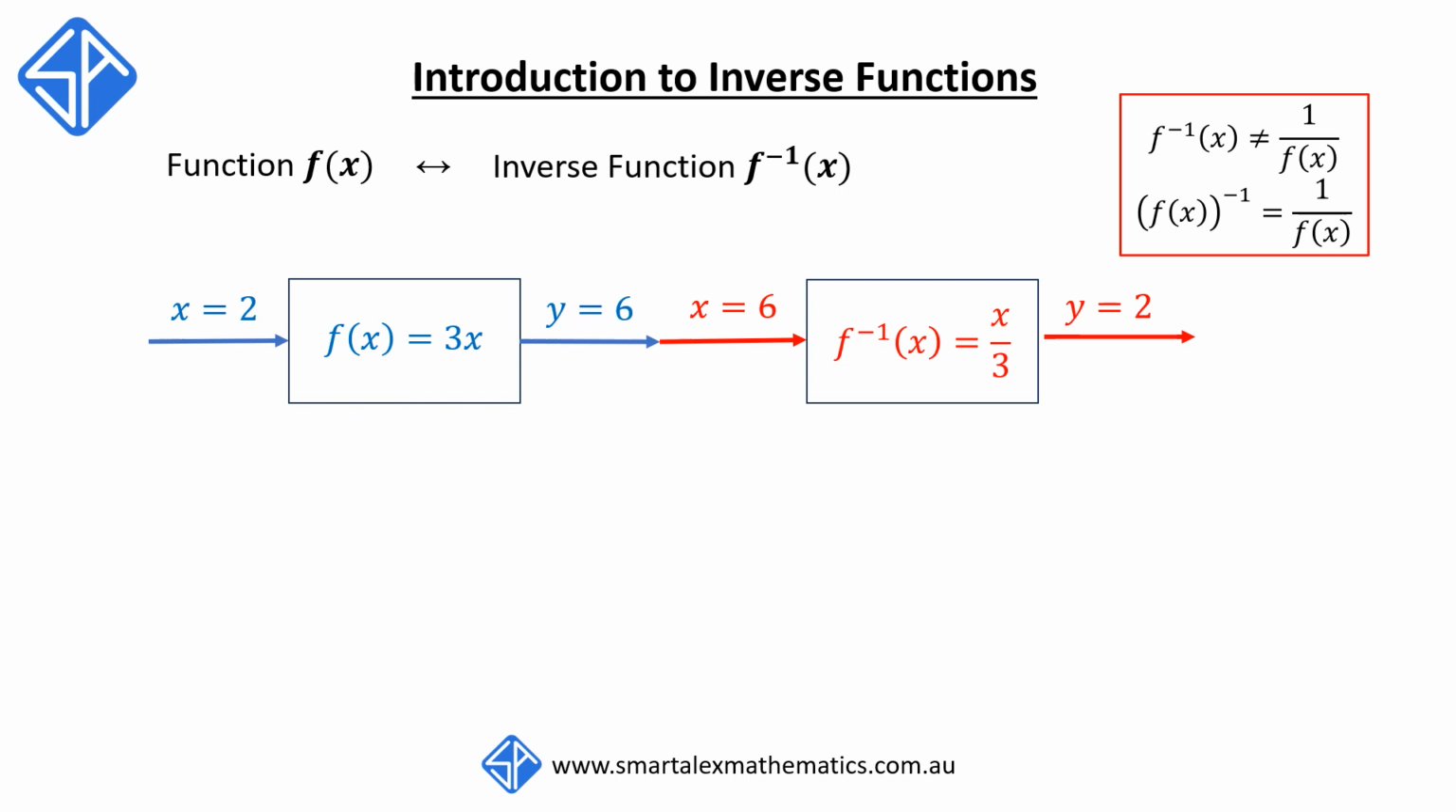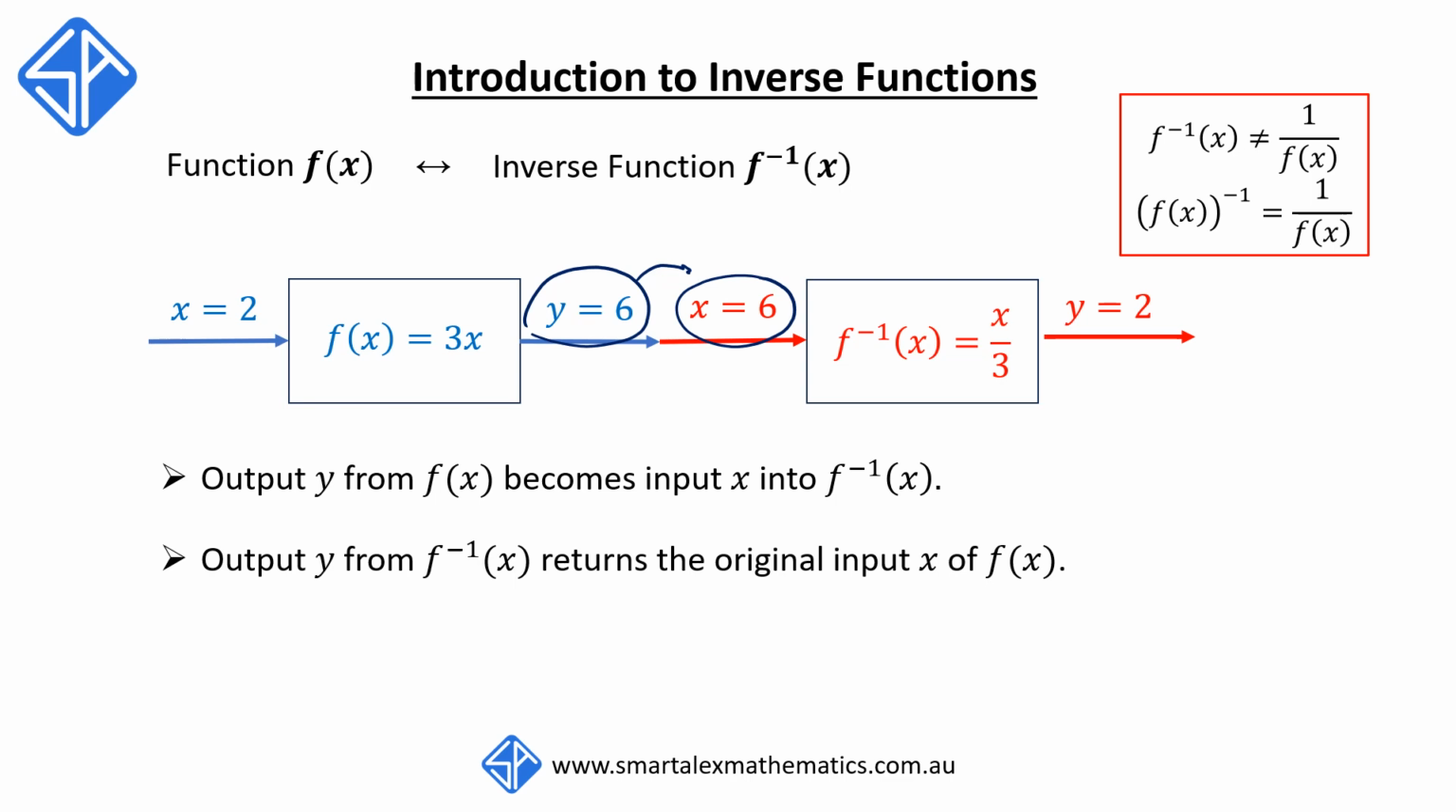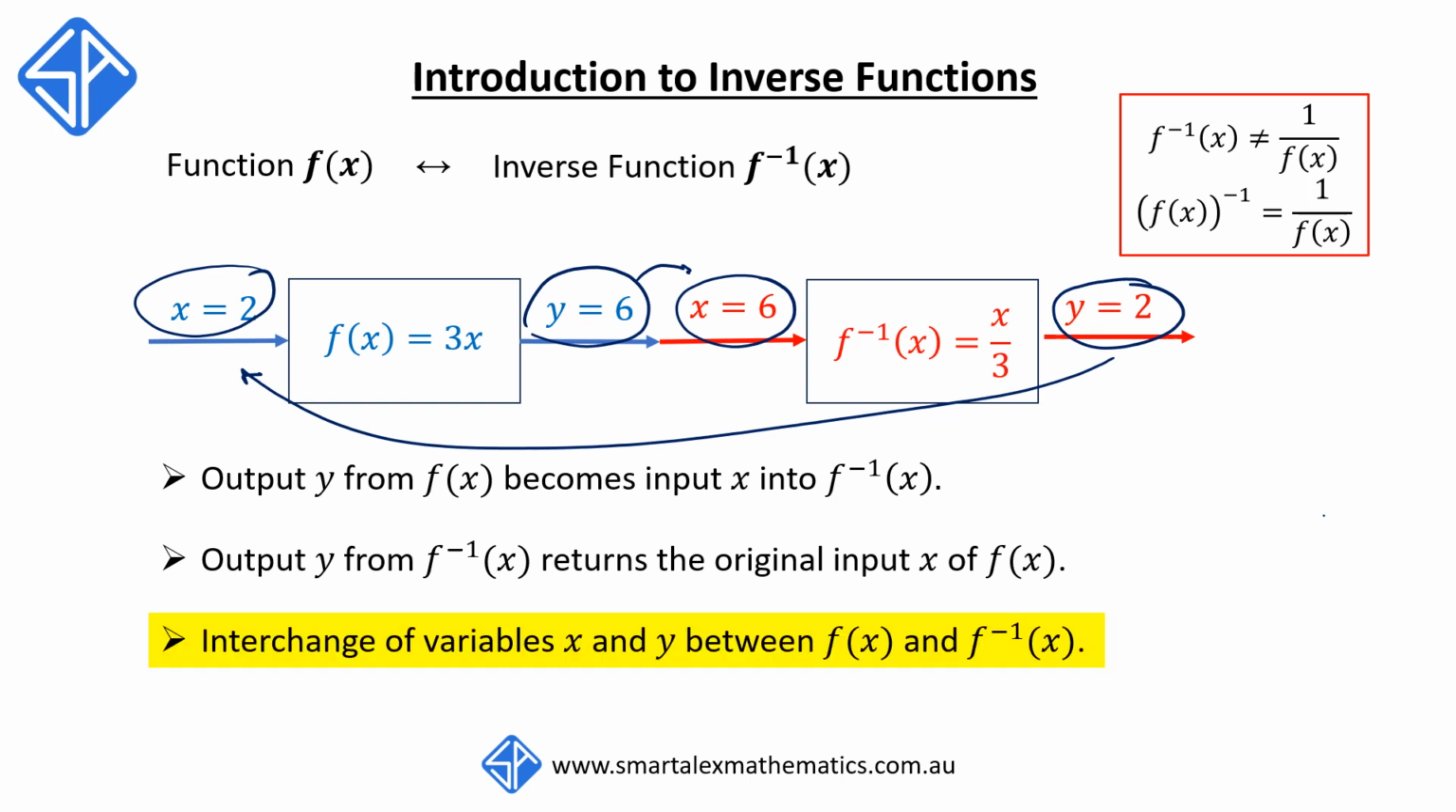Now several things to note. Firstly, the output y from f(x) becomes the input x into our inverse function. Second, the output y from our inverse function returns the original input into our function f(x). What we see here is that there is an interchange of variables x and y between f(x) and f^(-1)(x), and this leads to some very important properties.